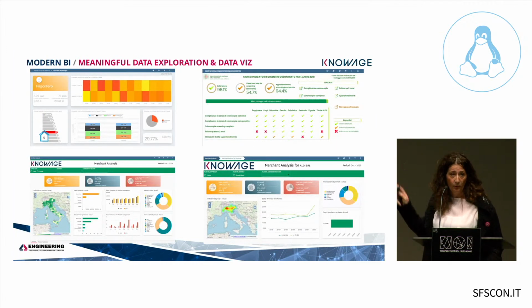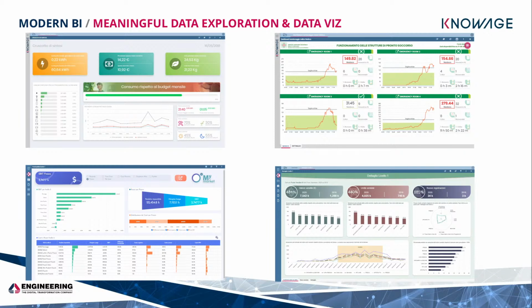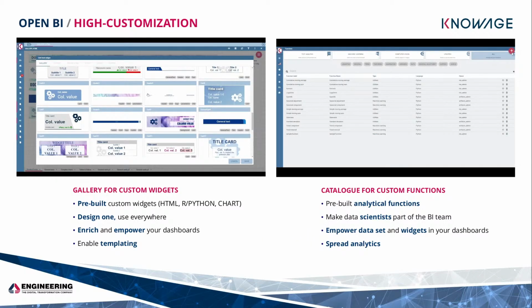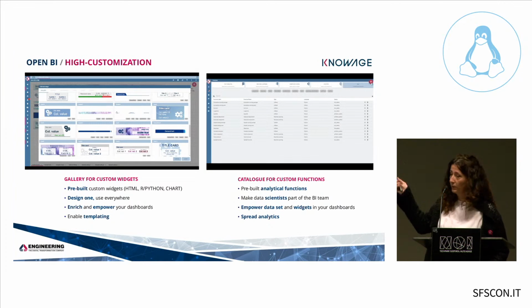Those are some examples of dashboards you can build with a nice layout and a very complex structure that you can customize as you want using those kinds of capabilities. You can inject HTML code, you can use the custom library you want, or inject Python code. In this way, you can pre-build your own custom components that you can use again and again in other dashboards, over other data, using the gallery or the catalog function.